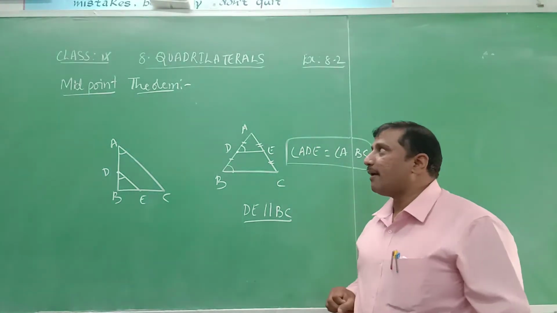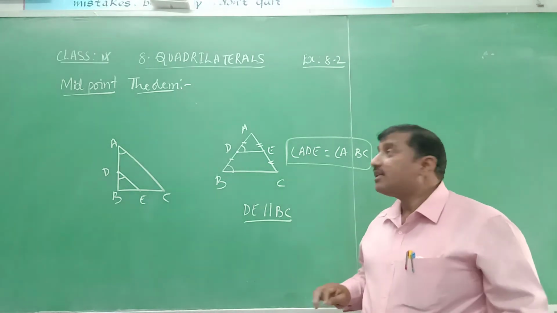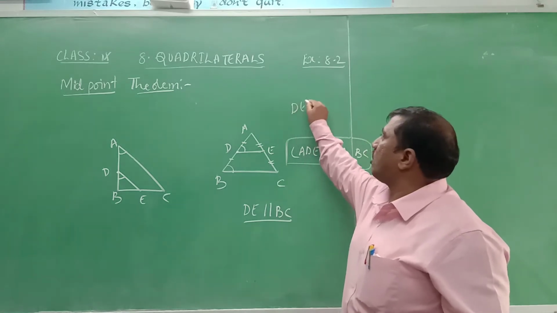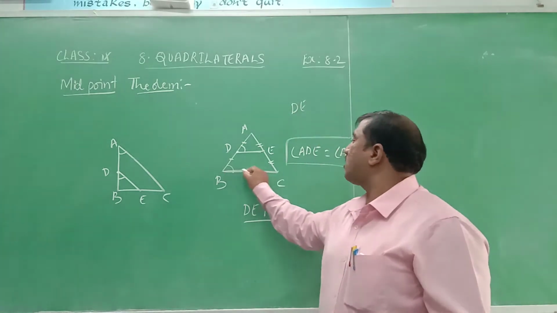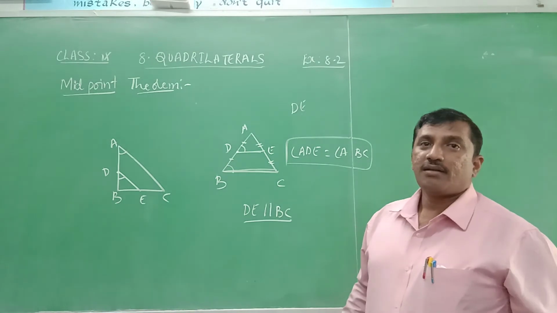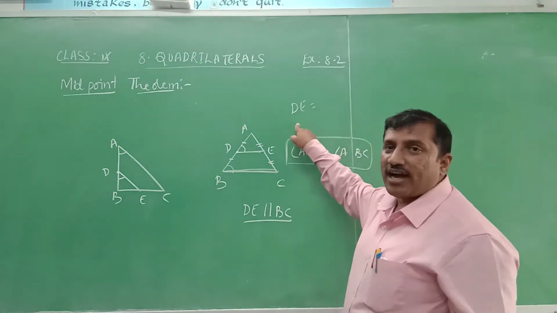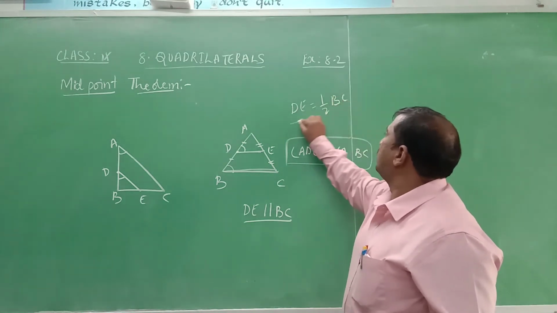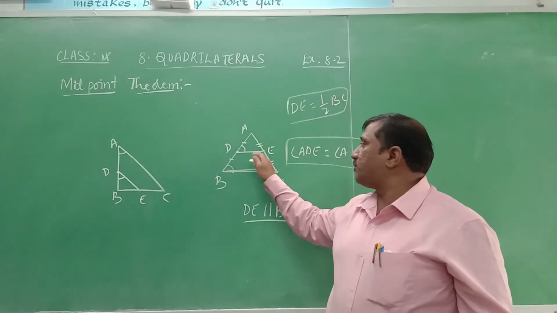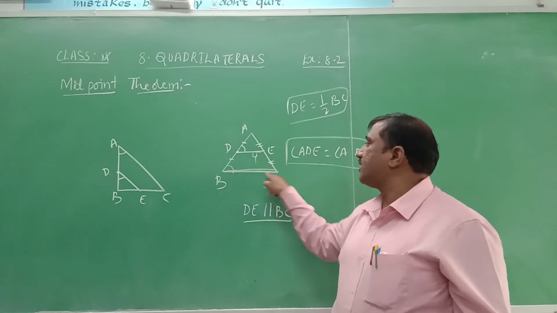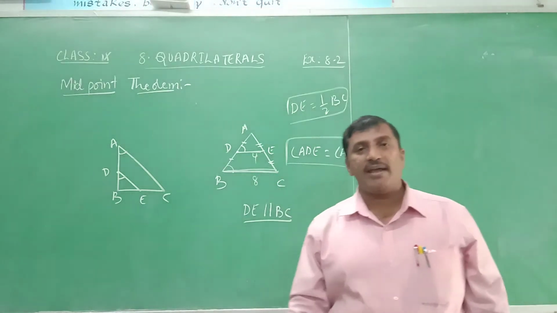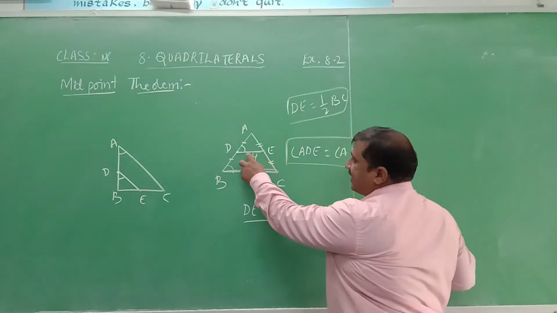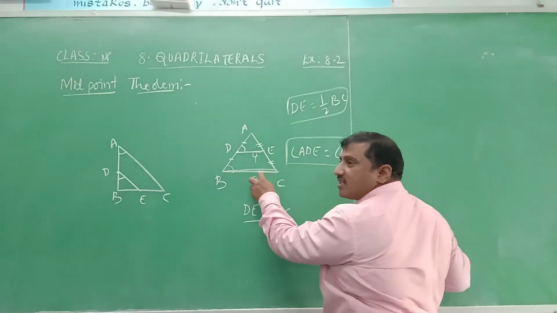This statement is midpoint theorem. Similarly, measure the length of DE and measure the length of BC, and we find that DE is half of BC. Suppose DE is 4 centimeters, then BC will be 8 centimeters. So from this what we can say, this line segment DE is half of the third side BC.